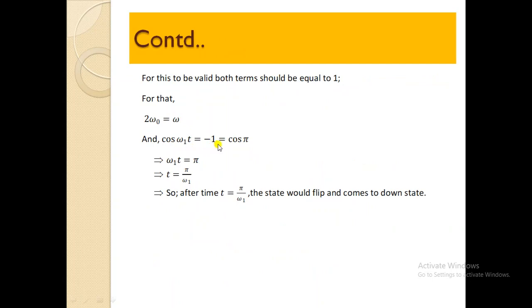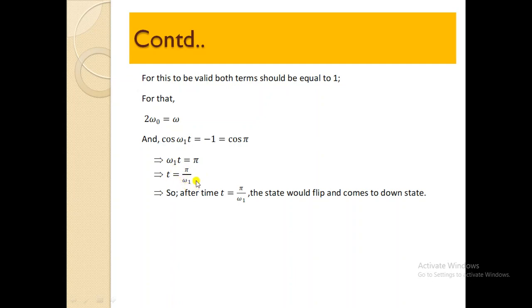Cos ω1 t equal to minus 1. And what is the cosine angle for the value minus 1? That cosine angle is π, 180 degrees. So in place of minus 1 we can put cos π. By comparing corresponding values, what we get is ω1 t equal to π and t equal to π divided by ω1. So we have assumed that after time t the probability of finding the electron in the down state is 1, okay. So the time of spin flipping is π divided by ω1.